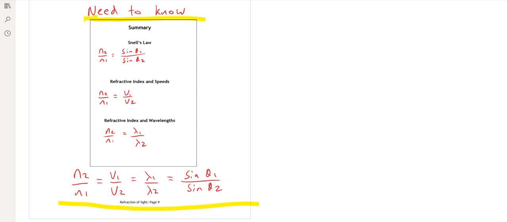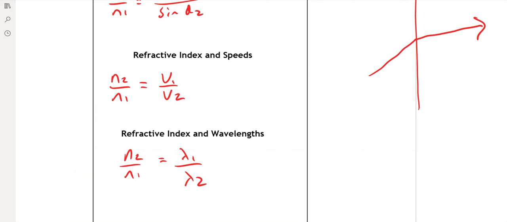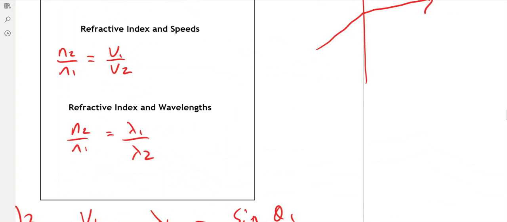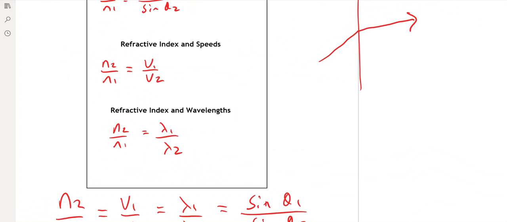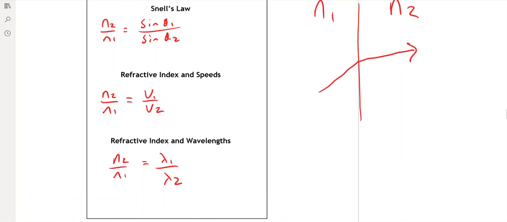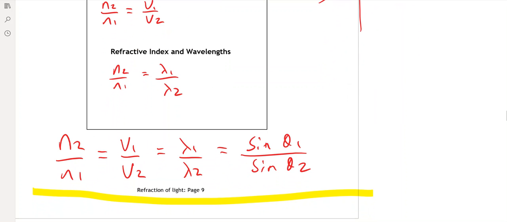So if you have a material and you have a boundary, material 1, material 2, when light goes from material 1 into material 2, you can work out the angles involved by using n2 over n1 equals sine theta 1 over sine theta 2. If you wanted to work out the speed of the light in these materials, you would use n2 over n1 equals v1 over v2. And if you wanted to work out the wavelength of the light when it changes medium, that is n2 over n1 equals lambda 1 over lambda 2.